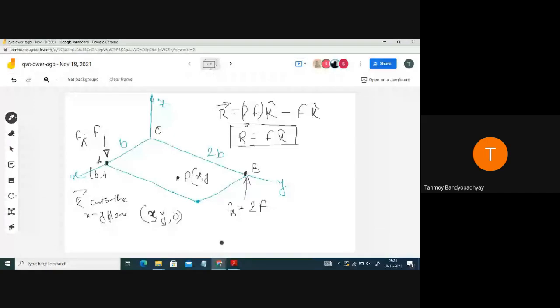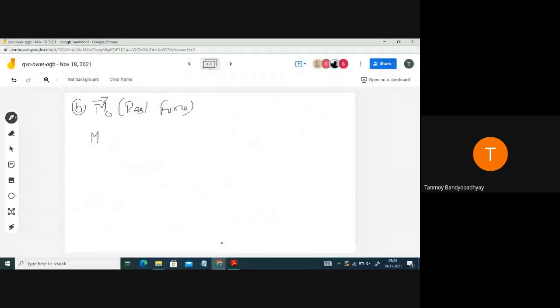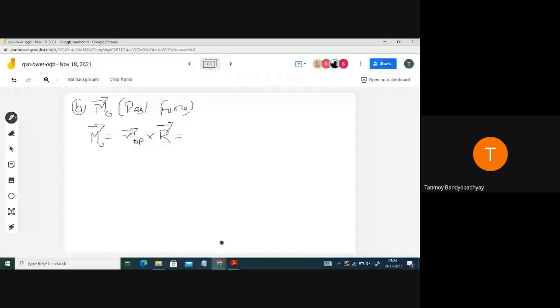It should lie on the x-axis. At this point I will be having the resultant, and I'm just drawing it in the positive direction. So what is the moment due to the resultant force? The moment due to the resultant force, M0, is equal to r OP cross vector r. So OP has the coordinates x i cap plus y j cap, cross the resultant vector.